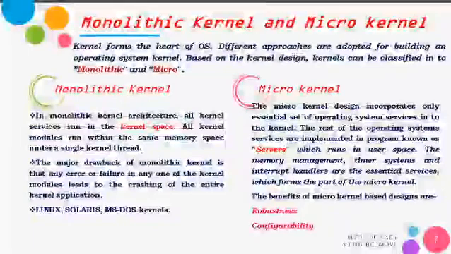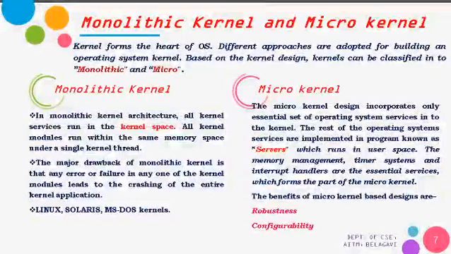Robustness: if a problem is encountered in any of the services which run as a server, it can be reconfigured and restarted without restarting the entire OS. So the chances of corruption of kernel services are ideally zero, and this makes the microkernel robust. Then configurability: any services which run as server applications can be changed without the need to restart the whole system. This makes the system dynamically configurable.